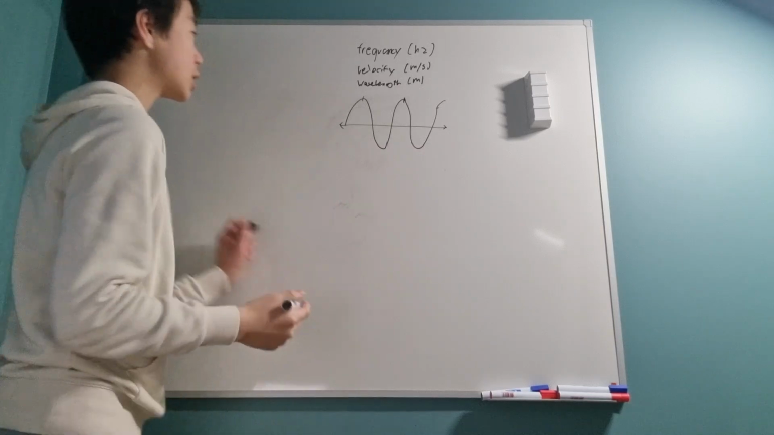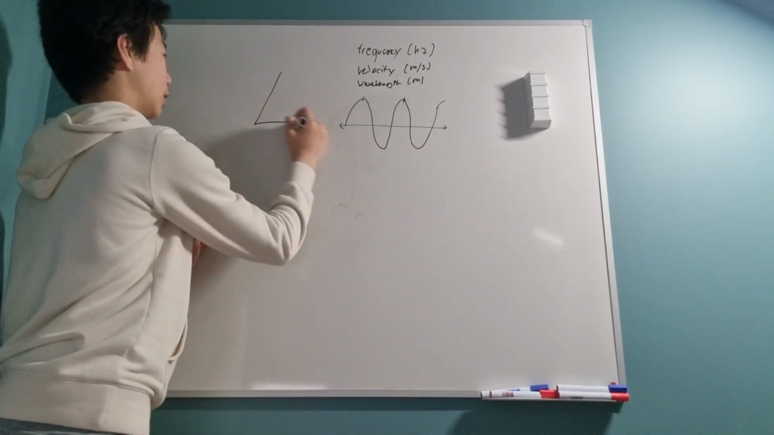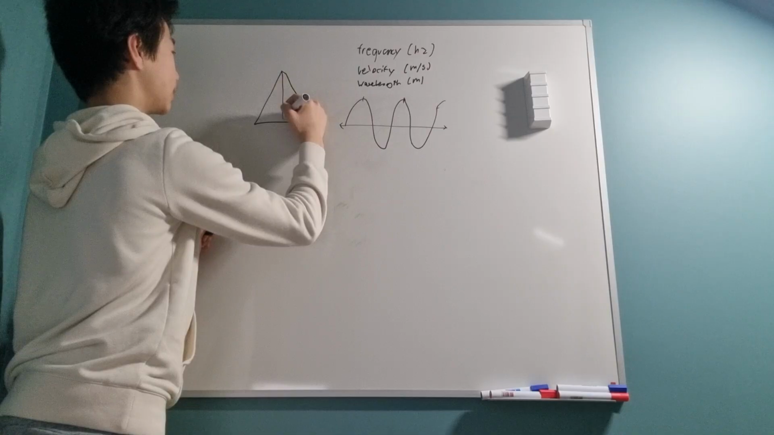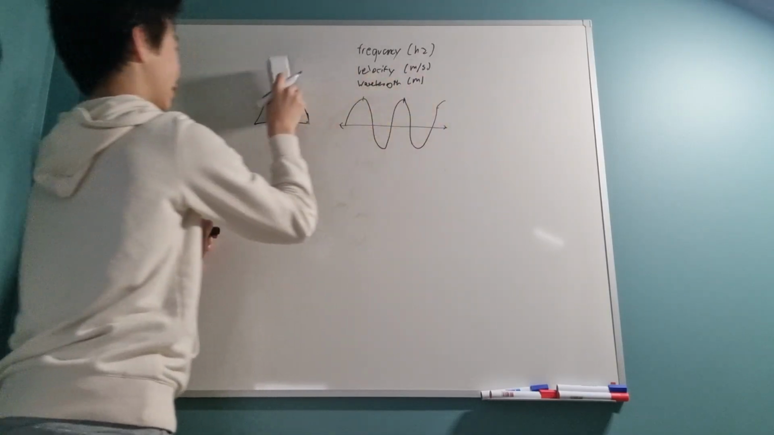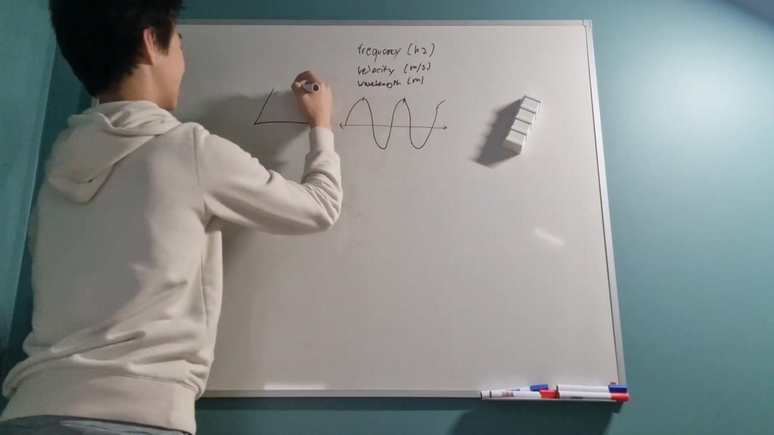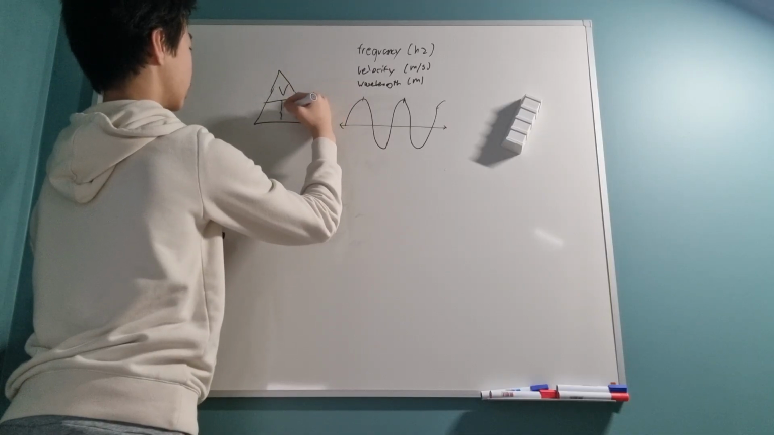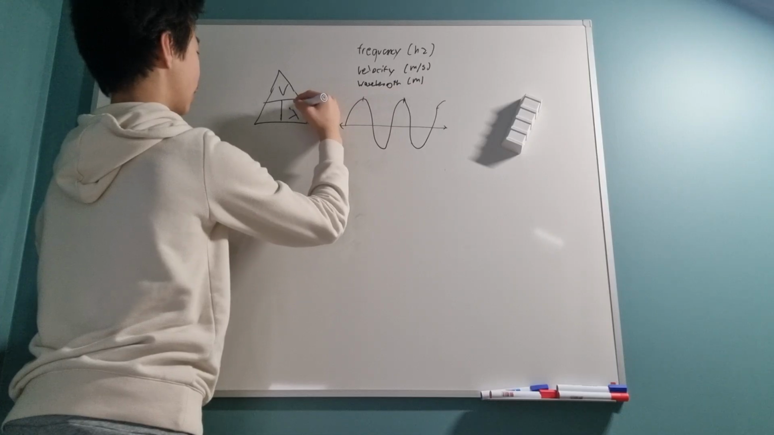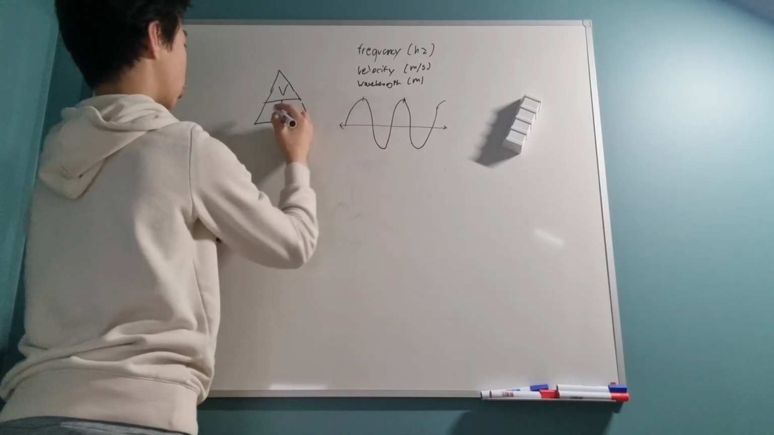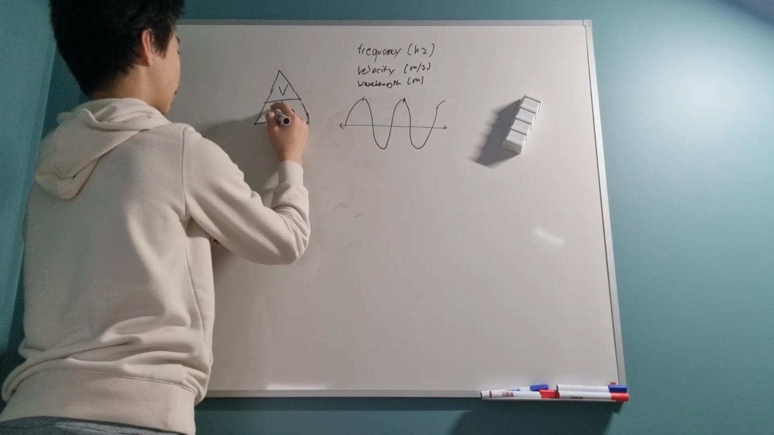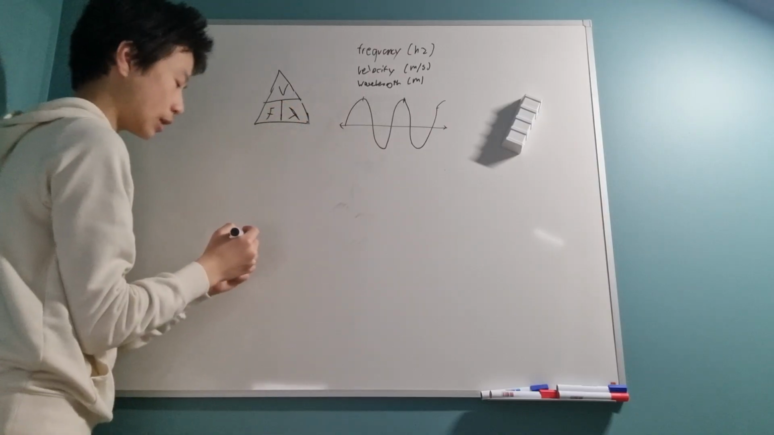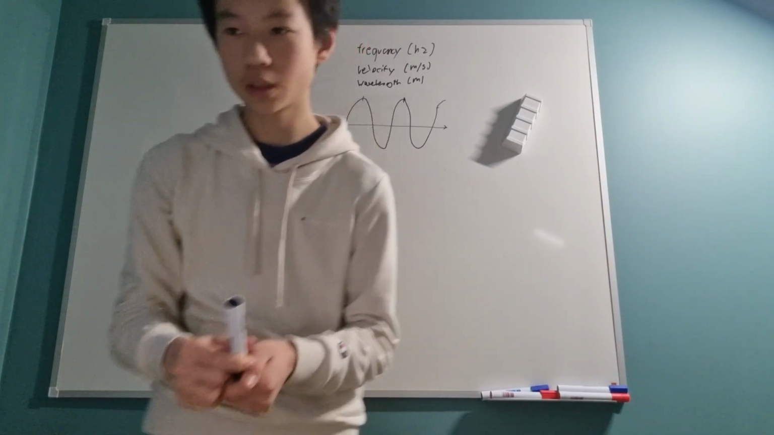Okay, so let's start with the triangle. And I'm going to illustrate it over here. Oh, I already messed up. Over here. So we have velocity. And then we have the wavelength, which is represented by a Greek symbol called lambda. And then we have frequency, which is represented by the f.